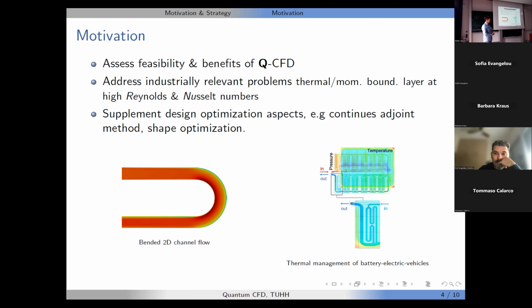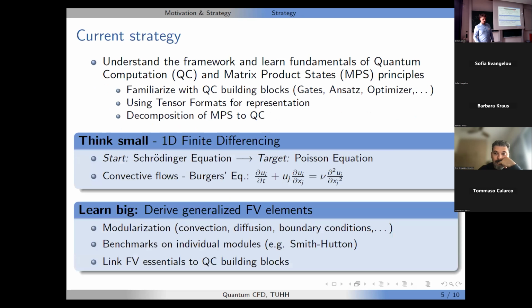The overall aim should then be to cover, for example, thermal management of battery systems, where next to the velocity and pressure we also have the temperature, which is another variable that needs to be covered. So our idea is to think small and maybe learn for the big cases.